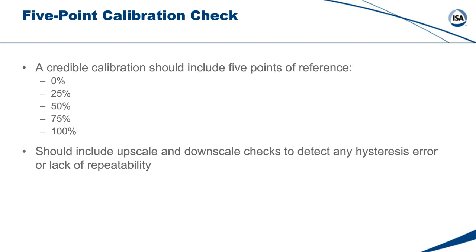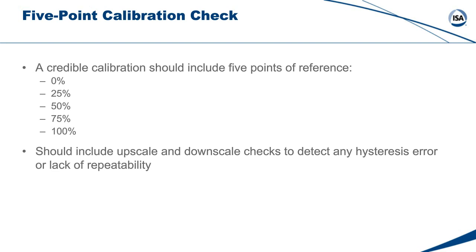The ISA standard is to use what we call a 5-point calibration, meaning the transmitter is tested at 0, 25, 50, 75, and 100% of measurement range. The test should be performed traveling from 0 to 100% and then going backwards from 100% to 0. This dual direction calibration helps detect any hysteresis errors or lack of repeatability.